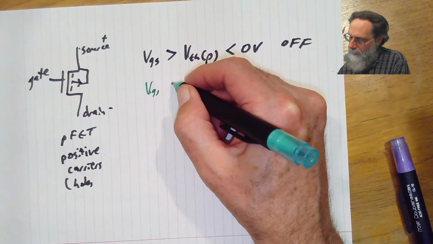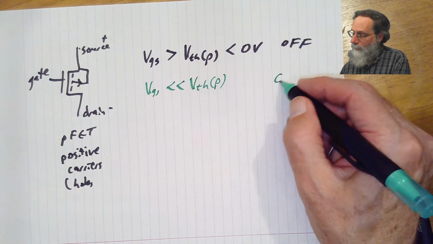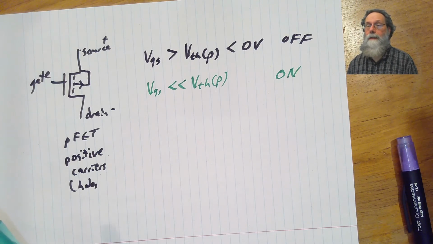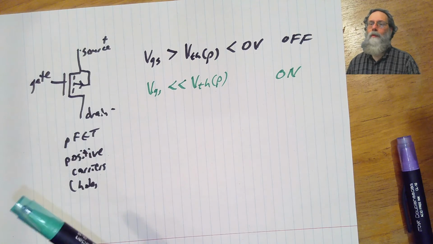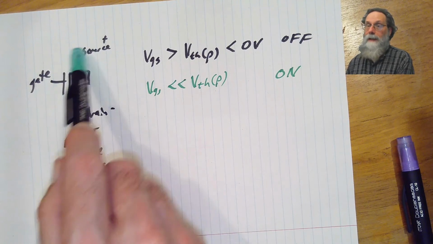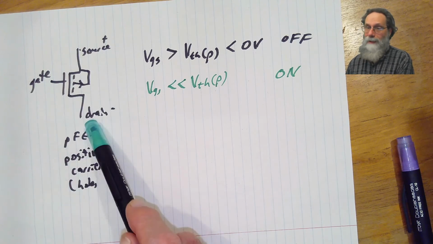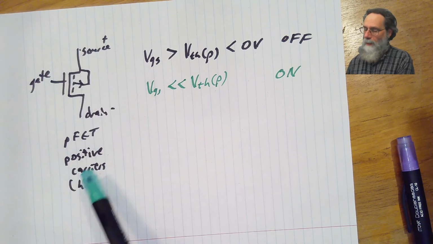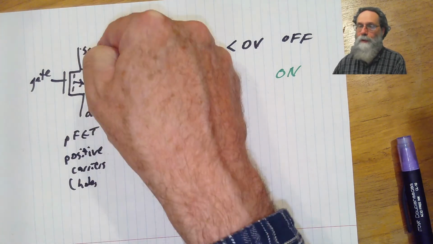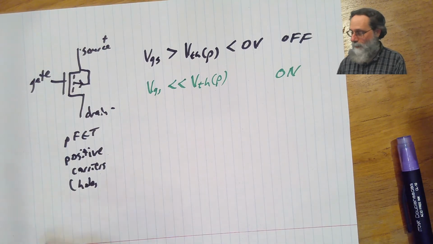If VGS is much less than V threshold for the P transistor, then we're on. Okay, so everything is kind of like the MOSFET, except that we've swapped the roles of positive and negative. So the source is our most positive thing in the system. The gate has to be lower in voltage than the source in order to turn on, and the drain is again current flowing in the opposite direction. So current now flows from the source to the drain, whereas in the MOSFET, electrons flowed from the source to the drain, giving us a current in the opposite direction.